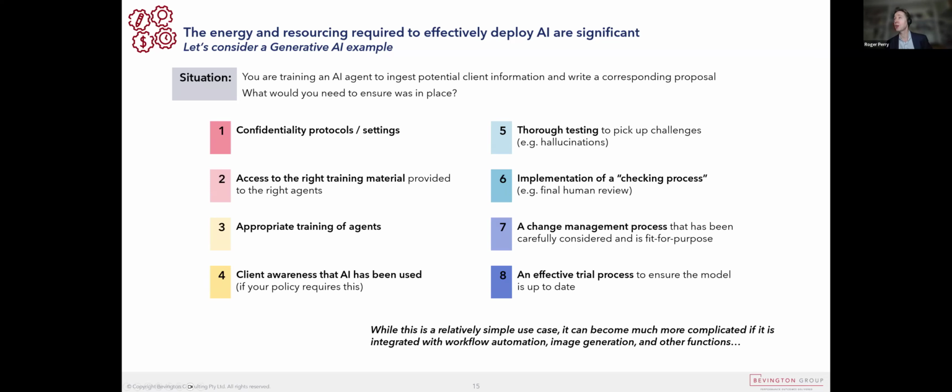There's a final human review. You've got to think about the deployment: a change management process for your staff, and an effective trial process to ensure the model's up to date. So here's a relatively simple use case, which is being deployed live today in a number of organizations. But the reality is each of these things costs money. And that's even excluding costs like machine time, data curation, the work it takes to update your training materials so that they're right before you even start ingestion, and things like tokens, which are the costs for each call, if you like, on an API.